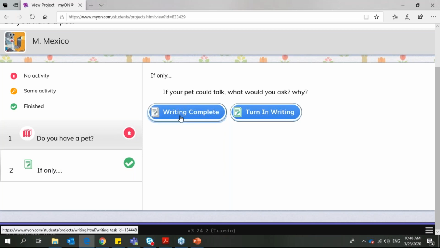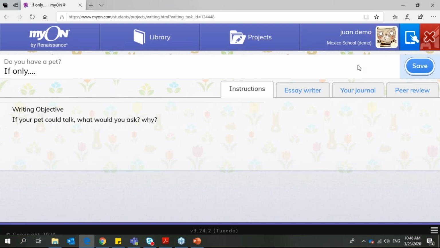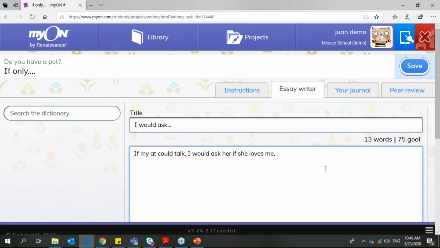What they have to do is to click on writing, and they have the instructions over there. I wrote the instructions in the writing objective. Then they have the essay writer, where I ask them to write at least 75 words, at least. Then they have the peer review part.